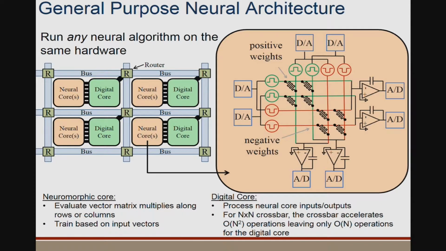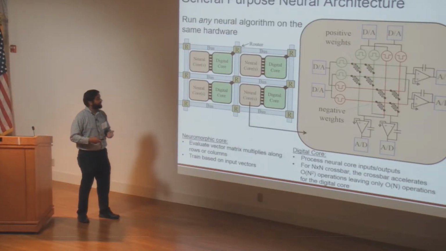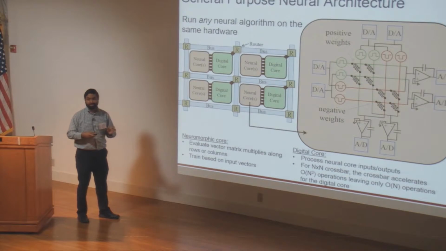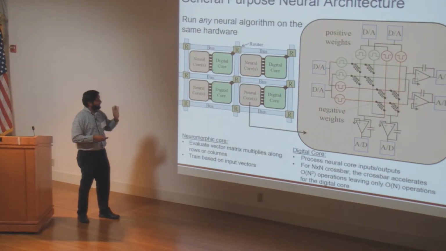The architecture that we're looking at is that we have a neural core to accelerate the matrix operations. So if it's an n by n matrix, you're accelerating order n squared operations. And now you have order n inputs and outputs that will be processed in digital. The idea here is that we can spend more energy and time on the inputs and outputs because there's only order n of them. But that gives us the flexibility to look at all of the different learning algorithms while still accelerating the bulk of the computation, the matrix operations.